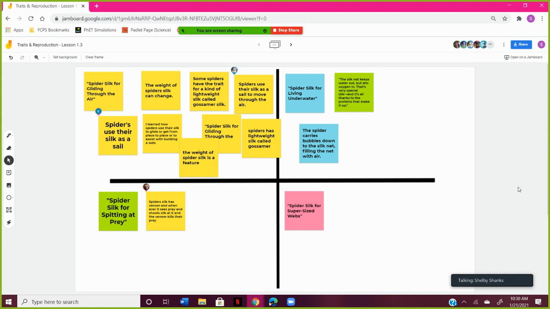All right, so spiders use their silk as a sail to move through the air. I think somebody else said that. The weight of spider silk can change. Some spiders have the trait for a kind of lightweight silk called gossamer. I think that's how you say it.